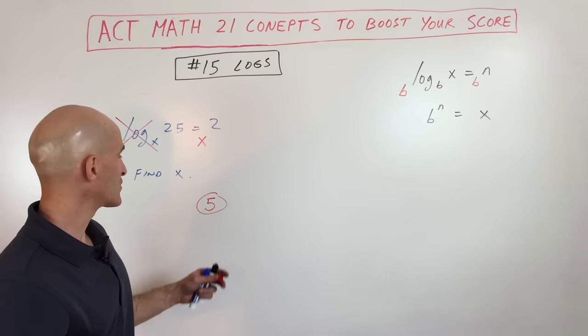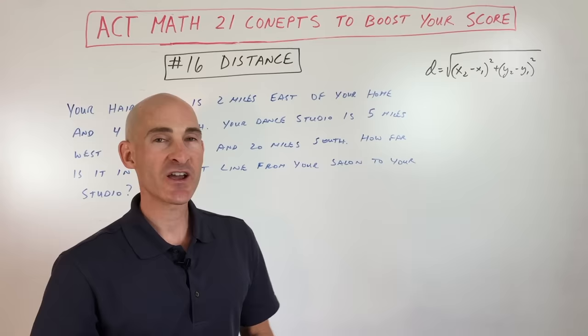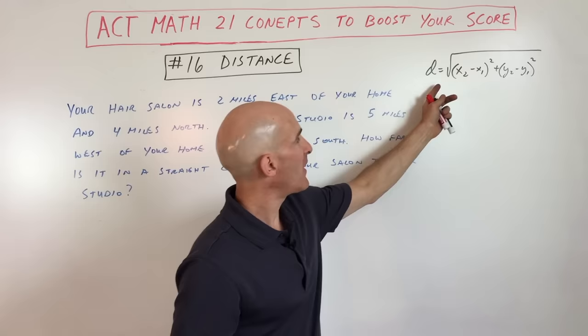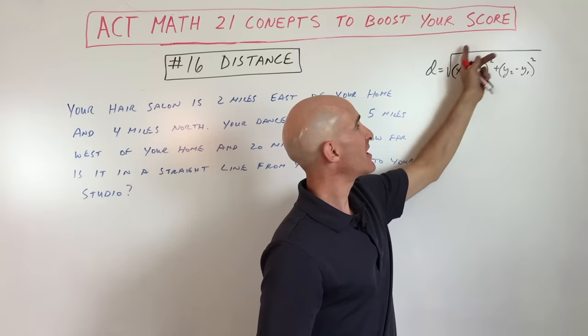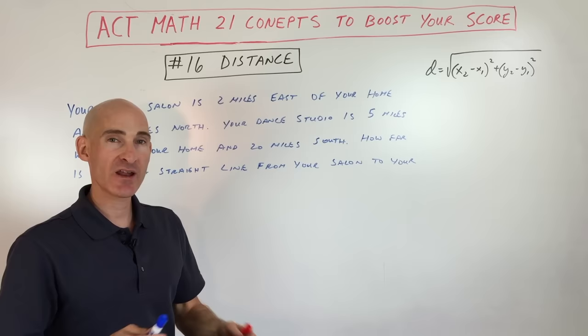Number 16, we're going to be talking about distance. Distance is something important to know for the ACT, and the formula for finding the distance is over here: x2 minus x1 squared plus y2 minus y1 squared. You add those two quantities together, you take the square root, and that'll give you the distance between two points. On the ACT, like most of their problems, they're not necessarily straightforward like you learned them in your math class. They put a little twist on it, and that's the case here.